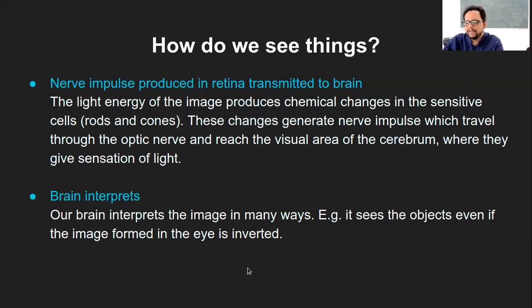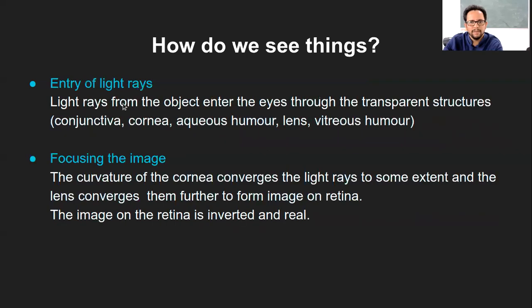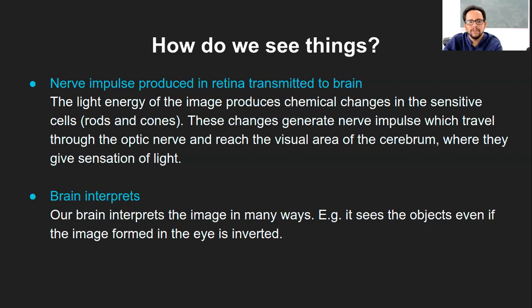Of course, whatever type of signal it is, the brain has its processing mechanisms. So the incoming neuronal signal will be processed, and what you see at the end is the image of whatever that person is able to see. So that is, in short, the mechanism of how we see things. 4 stages: first is the entry of light, then focusing of the image, then the third is the nerve impulse produced in the retina to transmit to the brain, and then interpretation by the brain. So that's it on how we see things.